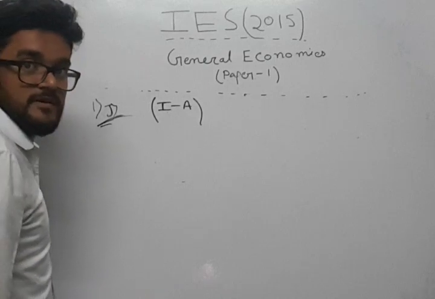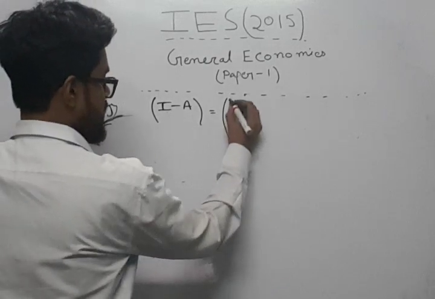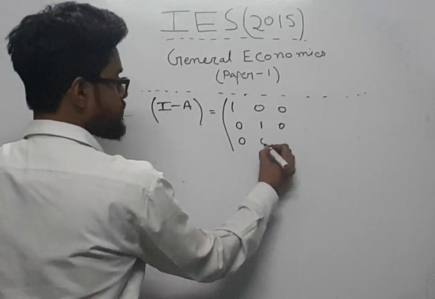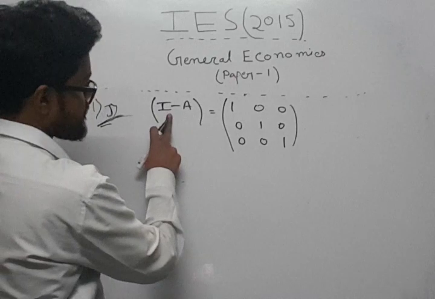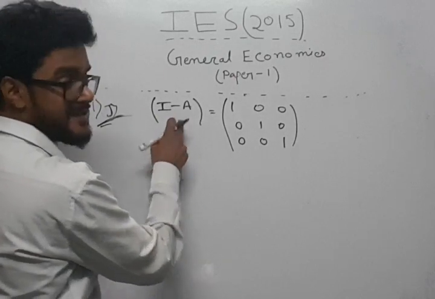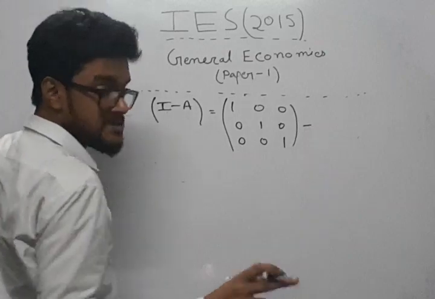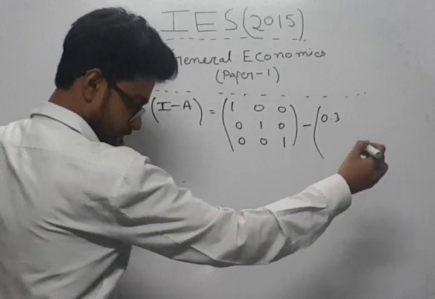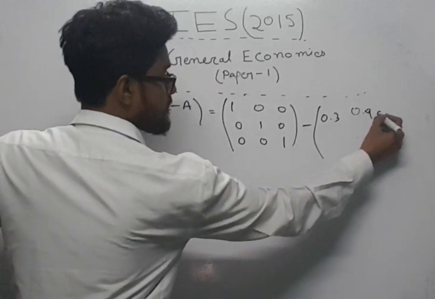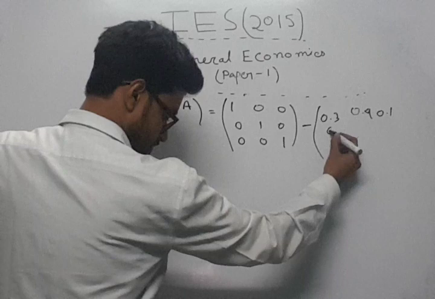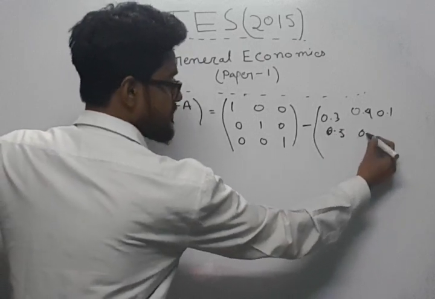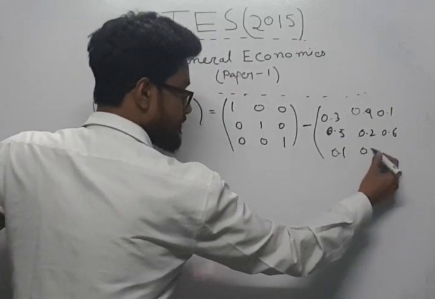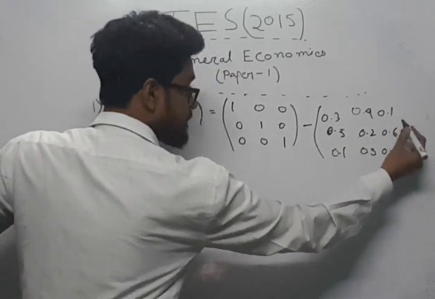I minus A will be equal to I, which is 1, 0, 0, 0, 1, 0, 0, 0, 1. Now this will be the I term. Now from here we have to subtract the A term. You can see it in the question paper. The A is given as 0.3, 0.4, 0.1, 0.5, 0.2, 0.6, 0.1, 0.3 and 0.1.